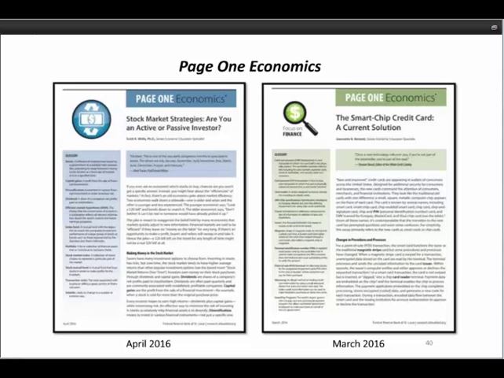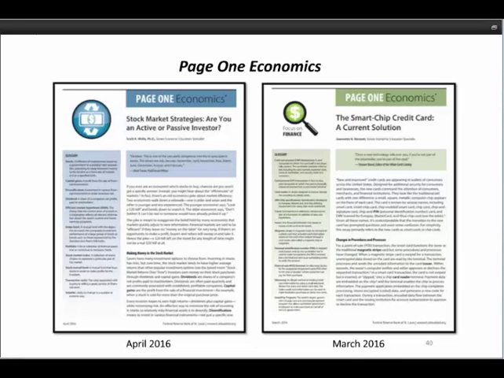Page One Economics, if you're not familiar, is a publication that we produce. It's actually produced by the research department here at the St. Louis Fed. Page One Economics has a general readership, unlike some of the other publications that are produced by the research department. And we produce a special edition of Page One Economics for classrooms. These are some of the topics that we've done recently.